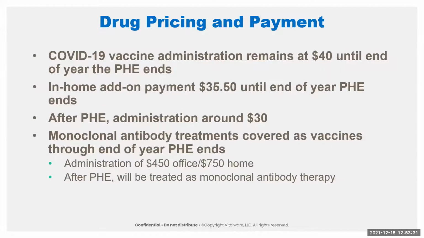And the COVID-19 vaccine administration is going to remain at $40 until the end of the year that the PHE ends. They are still going to go ahead and do the in-home add-on payment of $35.50 until the end of the year the PHE ends. And then after the public health emergency, the administration is going to drop to be around $30, so about what other vaccine administrations are. And the monoclonal antibody treatments are going to be covered under the Medicare vaccine benefit through the end of the year that the public health emergency ends, with the administration of $450 in the office or $750 at home. And then after the PHE, it'll be treated as monoclonal antibody therapy. So it will kind of go to a different benefit category.